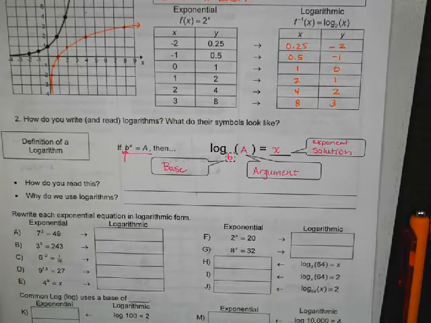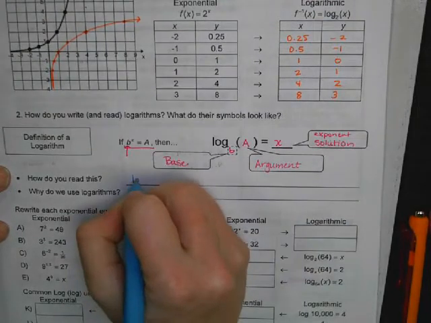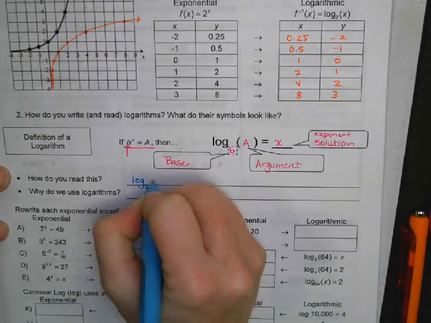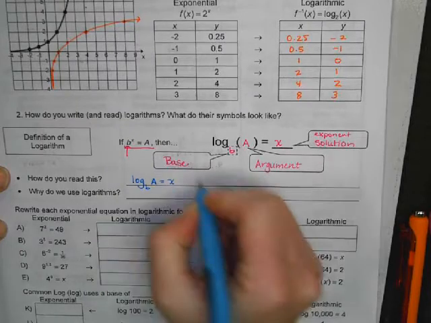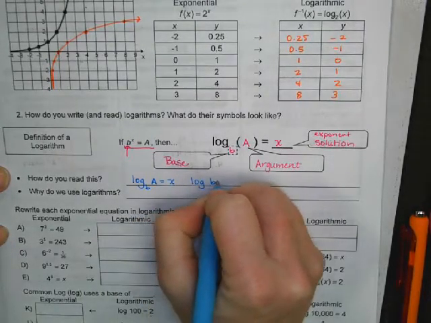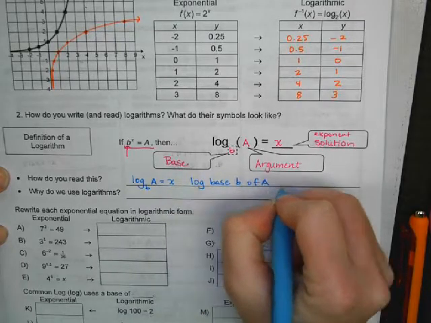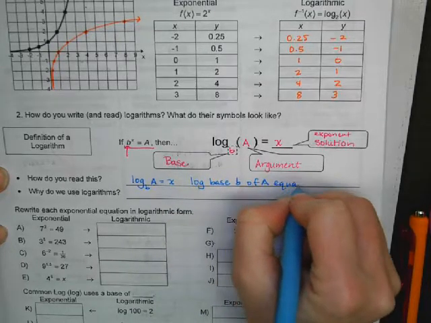Now the way we would read this, so I'm going to write it right here. You would read that as log base b of a equals x.